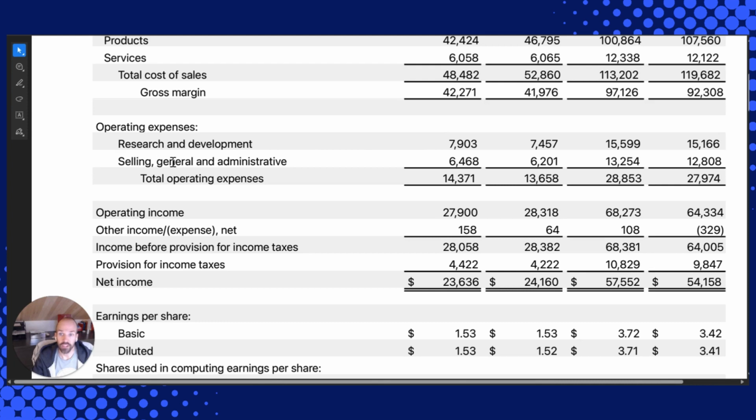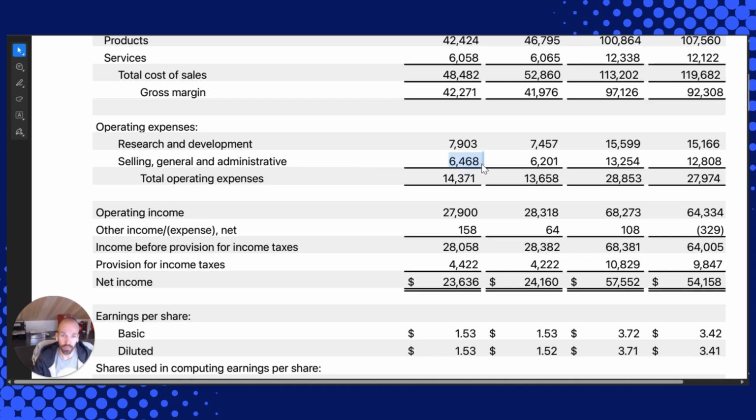And then selling, general, and administrative. So that would be everything else. That would be the amount that they pay for rent, the amount that they pay for utilities for running that building and their data centers and whatever else, and all of the senior management overhead and everything else. Marketing is in there, sales is in there. There's so much stuff in there.